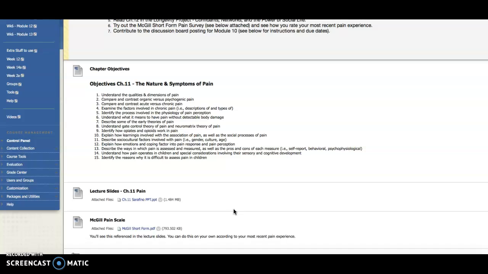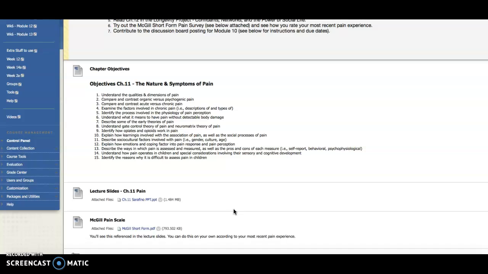a very long time. So it's important to think about when we're talking about pain, acute versus chronic doesn't necessarily refer to how bad the pain is, severity of the pain, or how it's felt. It's more dealing with the duration of the pain.